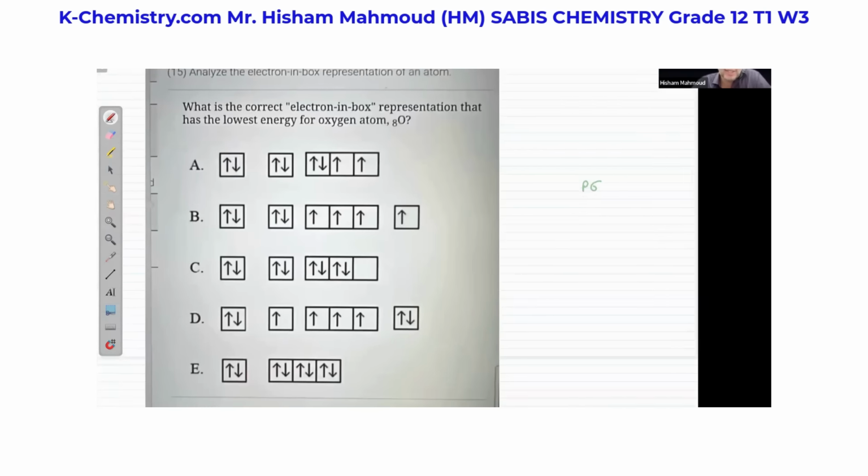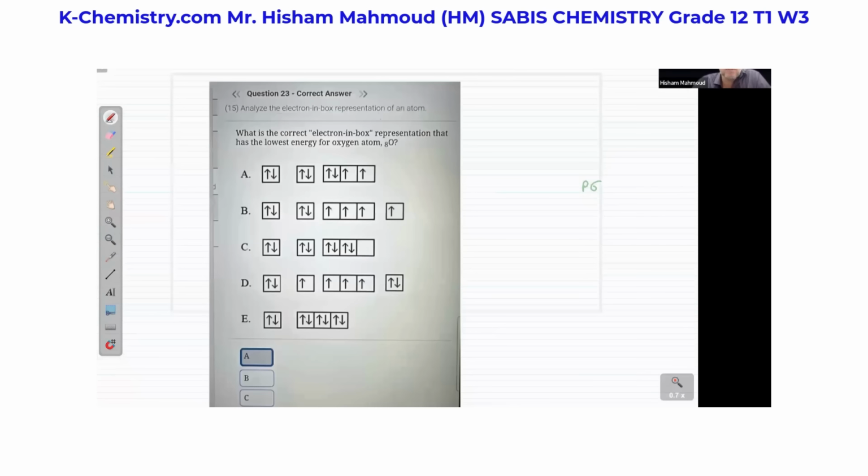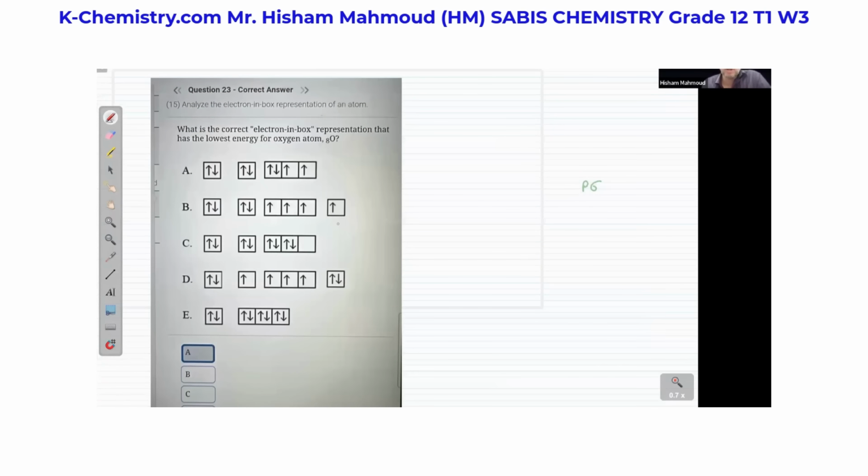What is the correct electron in box configuration of the lowest energy level for the oxygen atom? Last time we said that this is right. That's wrong. Why is this one wrong? Because it's wrong to put 1 electron here. It should be here. That's wrong, and this is right. These 2 electrons are wrong because they are sitting here and leaving this orbital empty. They should not be like that. They should look like that.